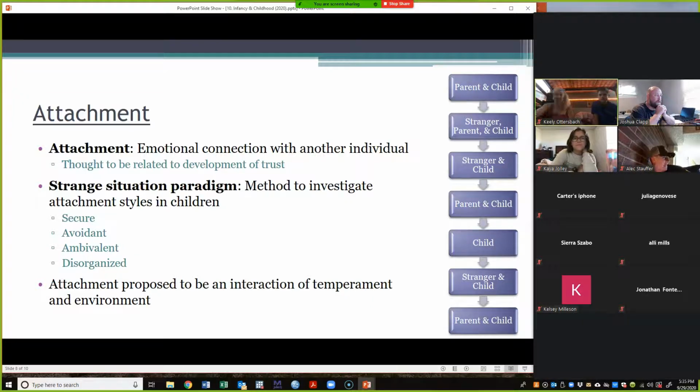Okay. Does that help, Keely, to walk through the idea behind attachment at least? Yeah, thank you. Okay, cool. Other questions on this unit?